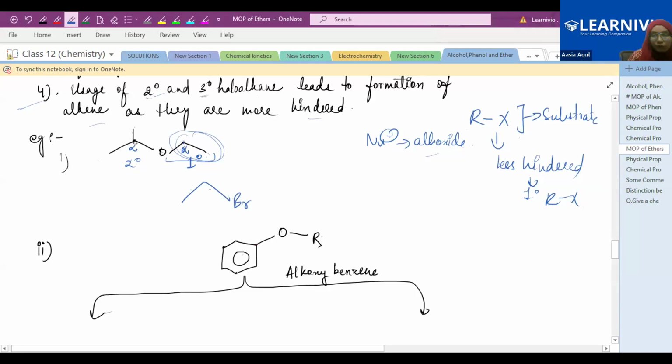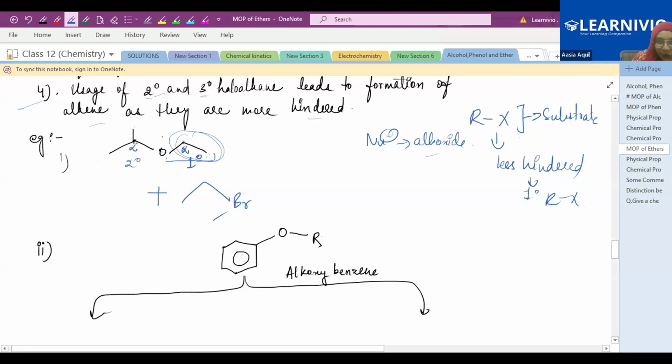Now here this is the oxygen linkage, and on the right side there is a primary group. The alpha carbon is primary, and on the left side the alpha carbon is secondary. So you will choose the primary alpha carbon, and there you will add the bromine group, or any halogen group. So this is your substrate.